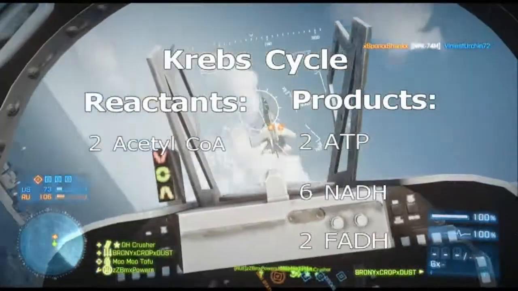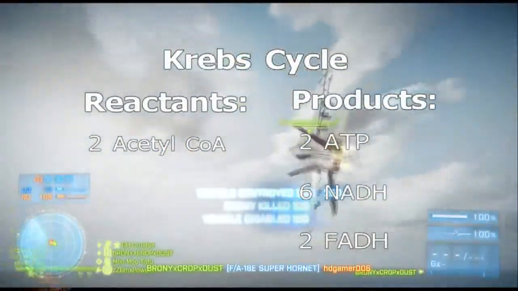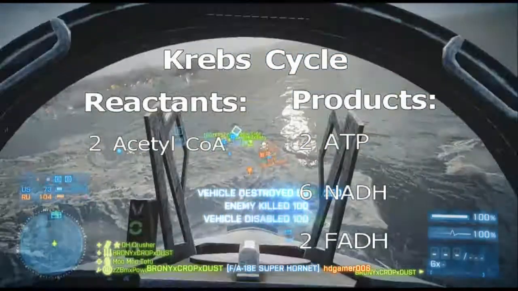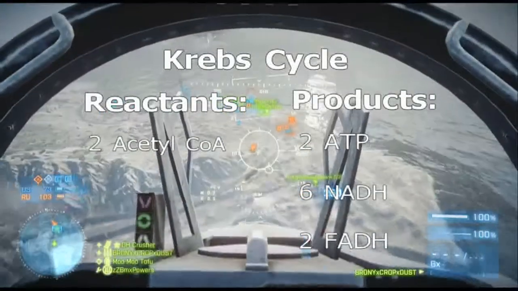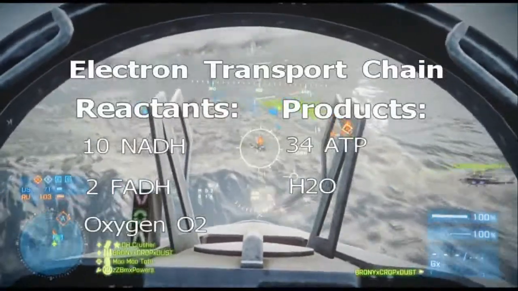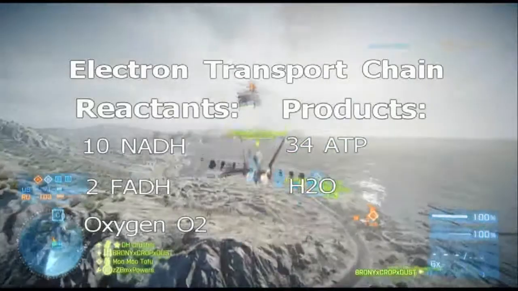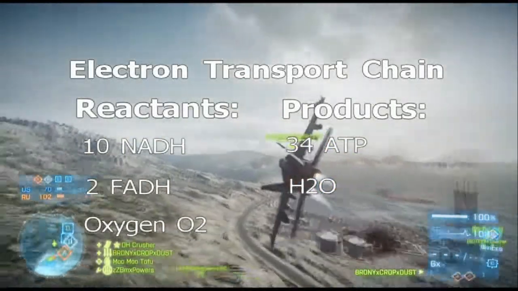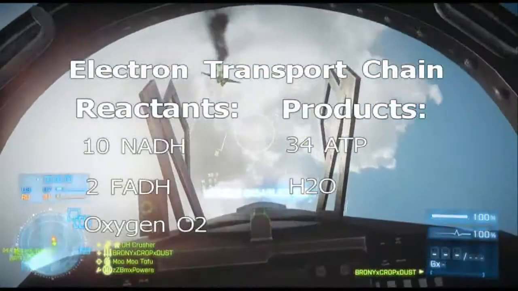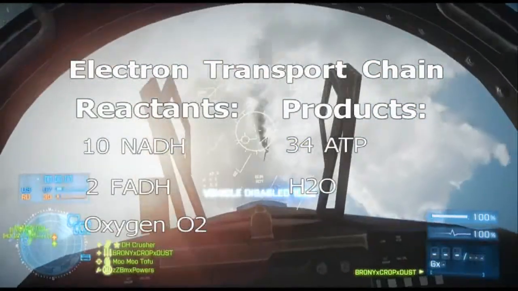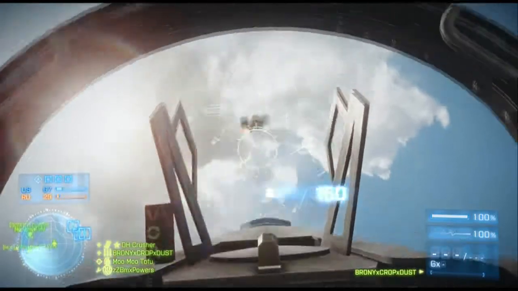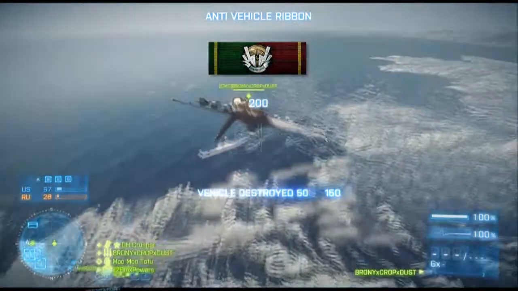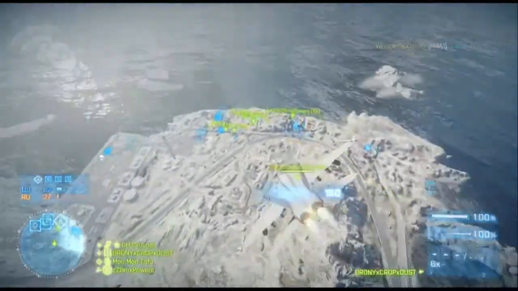Stage 2, the Krebs cycle, uses the 2 acetyl-coenzyme A to make 2 ATP, 6 NADH, 2 FADH, and 4 carbon dioxides. The final stage, which is the electron transport chain, takes all the NADH and FADH and oxygen to make 34 ATP and some water. After all these reactions happen, 38 ATP is produced from a single glucose molecule.